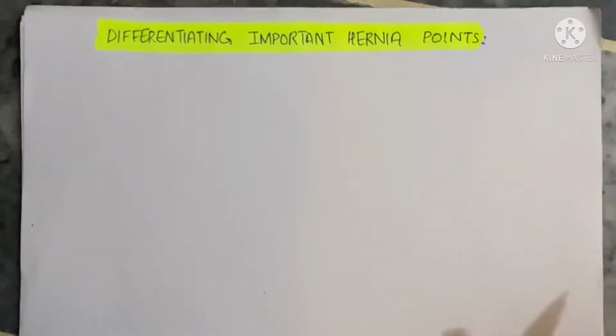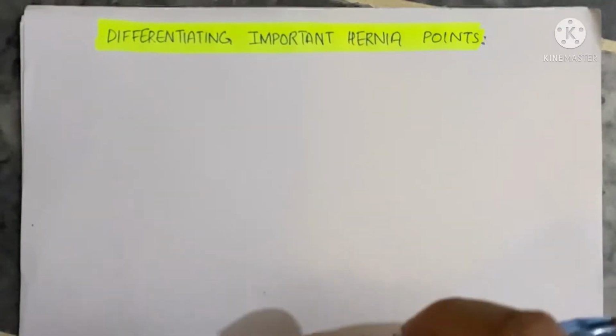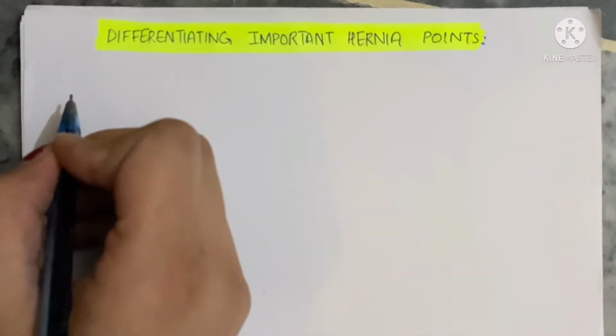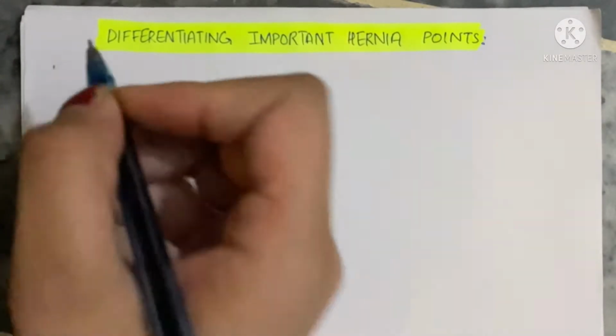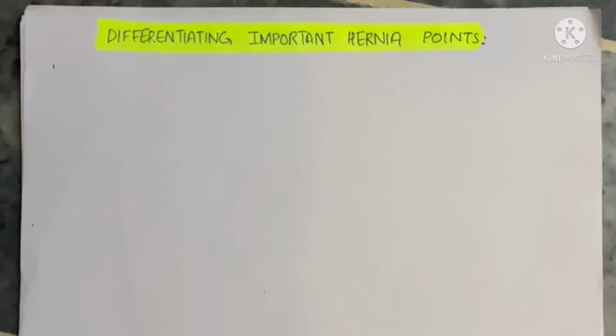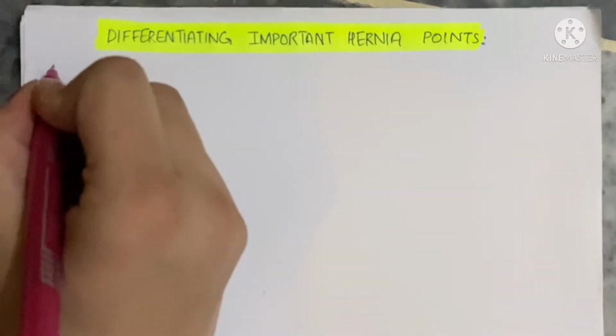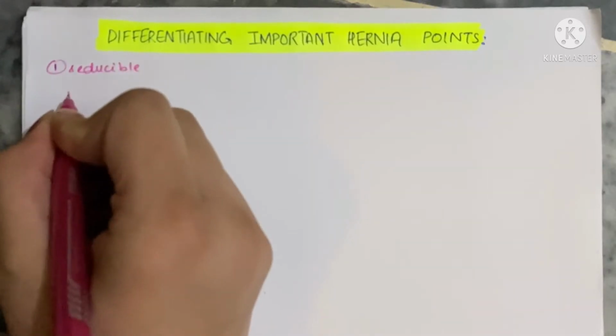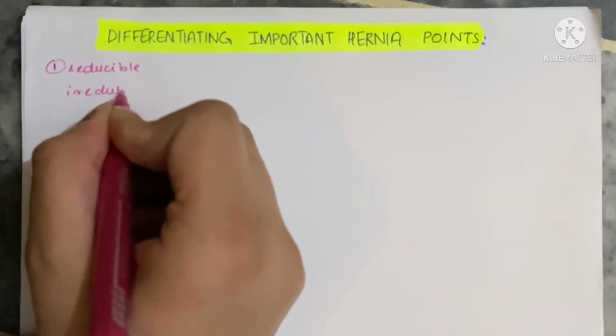Today's topic is differentiating different types of hernias. Starting with the first type, we'll briefly discuss the major important points. The first is the difference between reducible hernia and irreducible hernia.